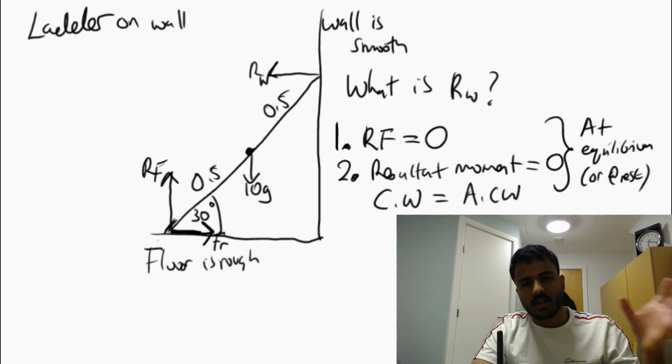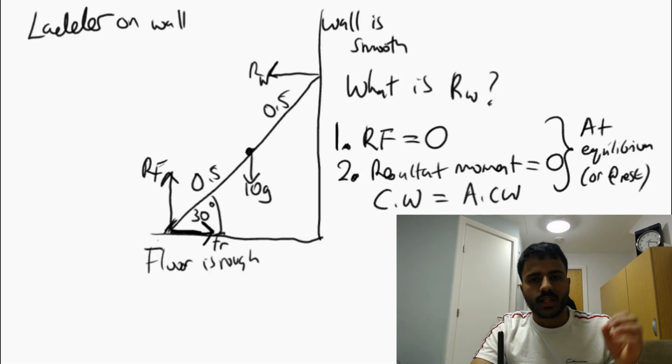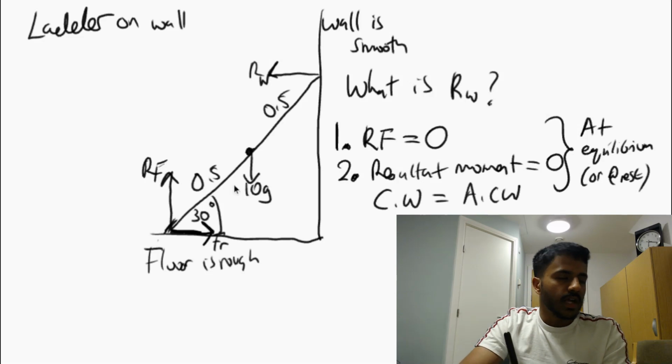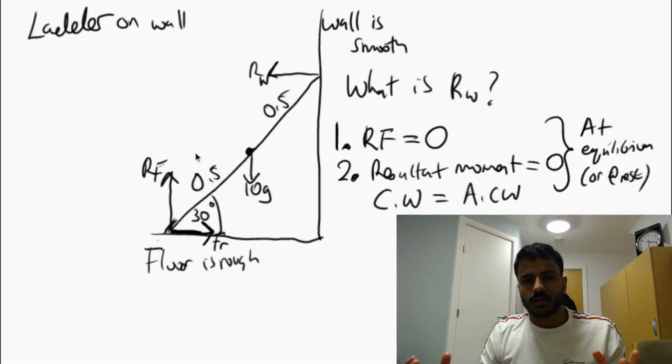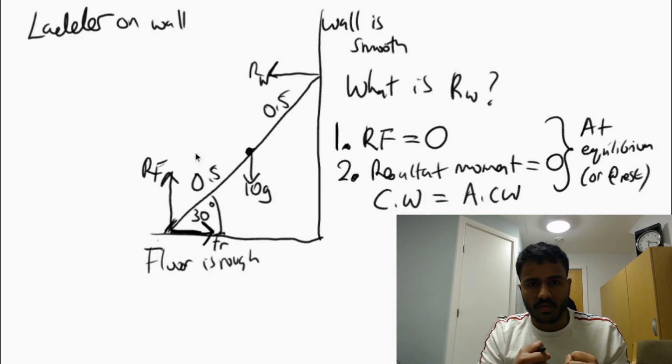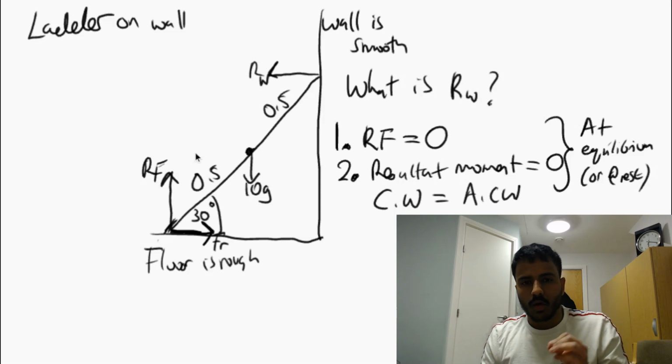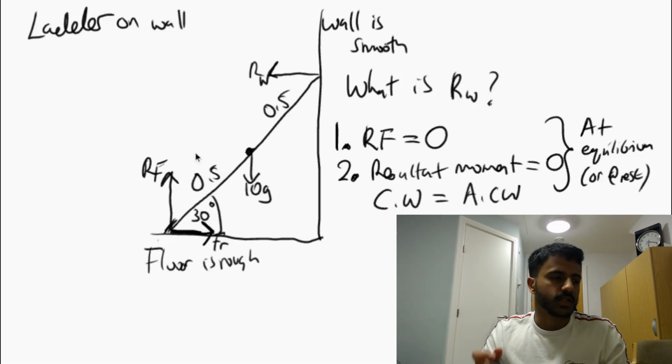The trick in this scenario is to identify where to take moments from. It is always important to state where you're taking moments from. We want to eliminate as many forces as we can. We want to only be able to work with the fewest number of forces as possible. So if you want to eliminate a lot of forces, it's best to take moments from the point at which those forces act. And here's why.